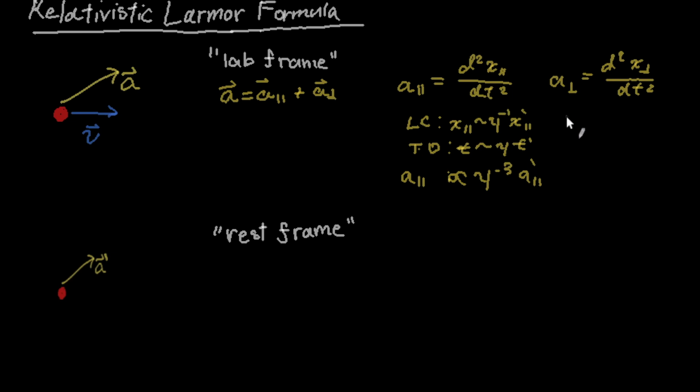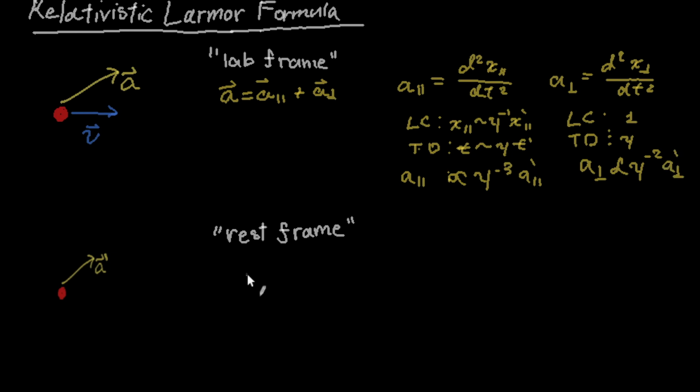We can do a similar thing for the perpendicular case, but length contraction does not apply because we're in the perpendicular direction, so that just gives us a factor of 1. But time dilation still does apply, so we collect a factor of gamma in dt for that. We have two factors of dt, but no factor of gamma at the top. A perpendicular is about gamma to the -2 a perpendicular prime.